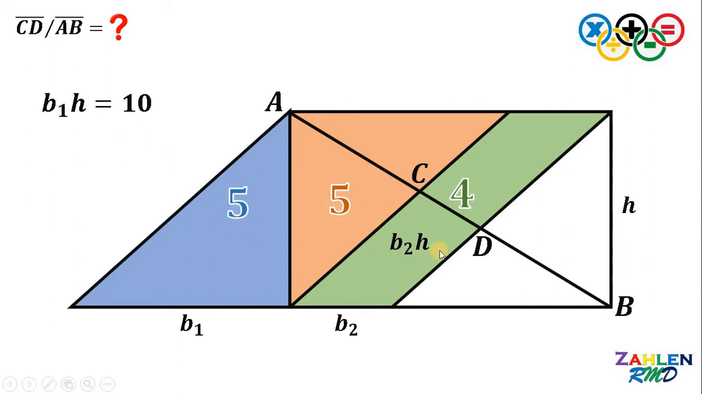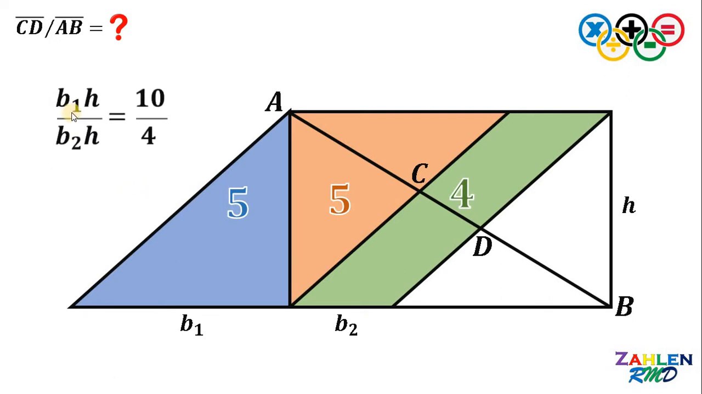Now, the value of base sub 2 times h is just 4 because the area of this green parallelogram is simply 4. Now, we want the ratio of base sub 1 and base sub 2. So, what we're going to do is to divide these 2 equations. If we do that, we get base sub 1 times h over base sub 2 times h equals 10 over 4. Now, at this point, we can cancel out h in the numerator and h in the denominator. And also, we can simplify 10 over 4 as 5 over 2. Therefore, the ratio of base sub 1 and base sub 2 must be equal to 5 over 2 or 5:2.